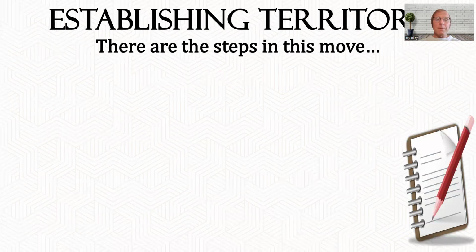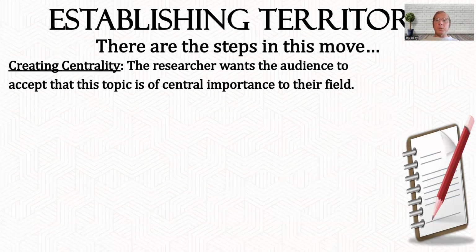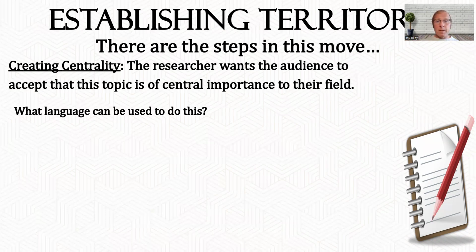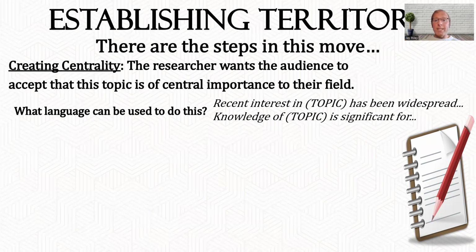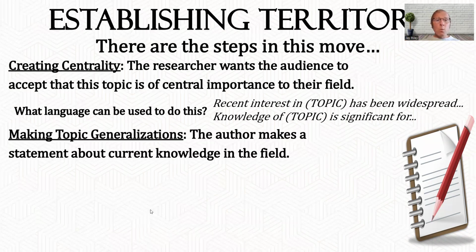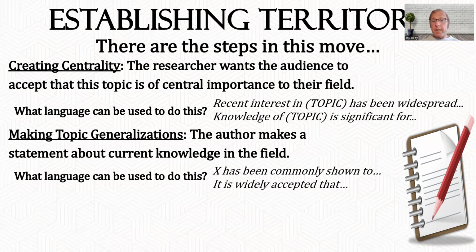So first, when we're establishing territory, within this move, we need to first create centrality. Okay, so we want our audience, our discourse community that we're writing for, to understand that this topic is of central importance. And to do this, we're going to use language like recent interest in has been widespread, or knowledge of is significant for. We want to make generalizations about this topic. We're making a statement about current knowledge in the field. X has been commonly shown, or it's widely accepted that.